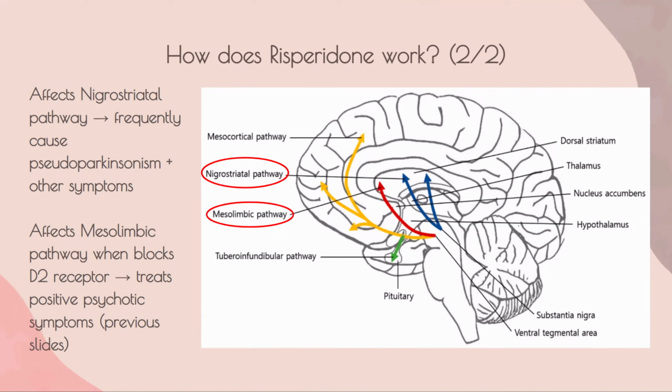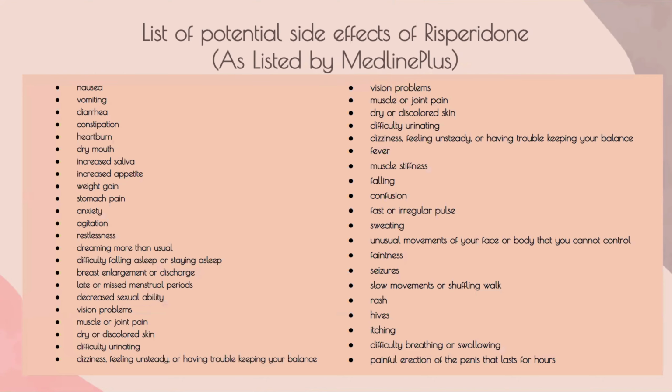So risperidone affects two different pathways in the brain, the first of which is the nigrostriatal pathway, and this frequently causes pseudoparkinsonism and other symptoms. The other pathway that risperidone affects is the mesolimbic pathway. When it blocks the D2 receptor, it treats the positive psychotic symptoms. Some side effects.